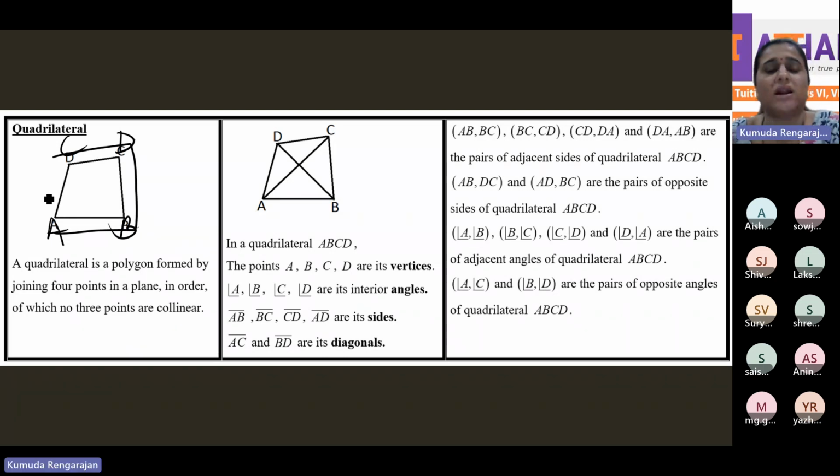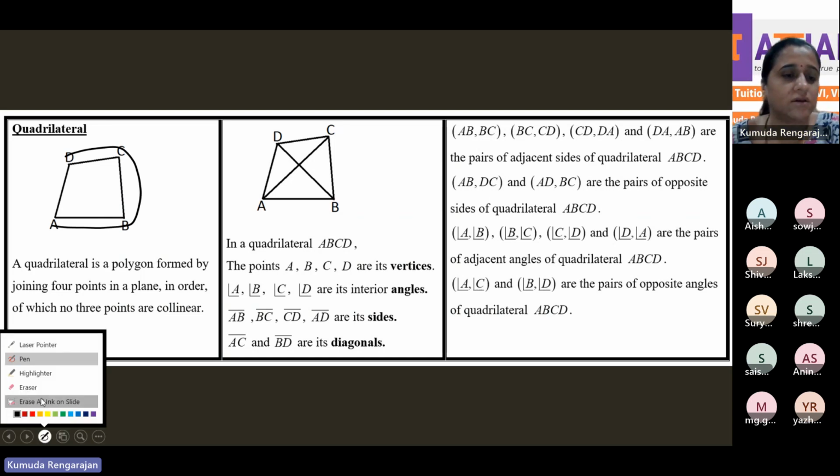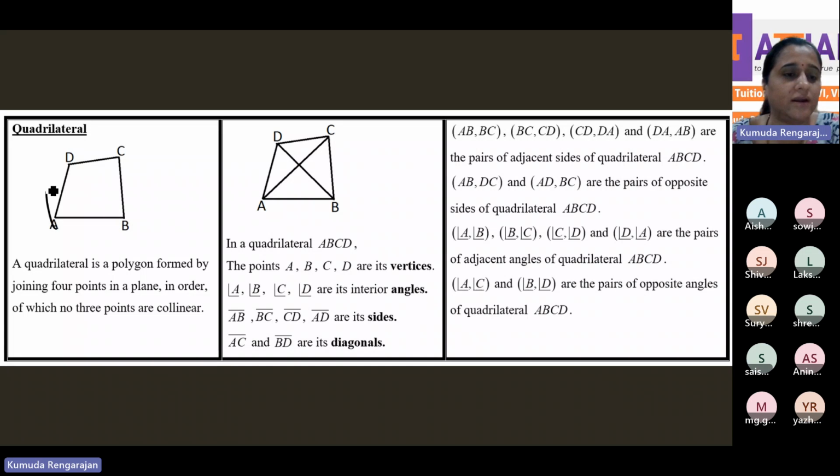When you name the quadrilateral, you go in the clockwise or anti-clockwise direction. You cannot randomly pick the points and call this A, C, D, B. So how do you name the quadrilateral? After you mark the vertices like this, go in a specific order: A, B, C, D, or you can call it A, D, C, B. But you cannot call this A, B, D, C.